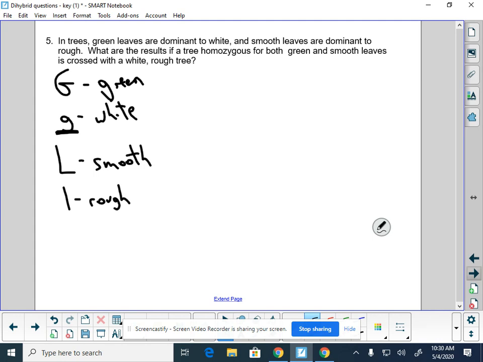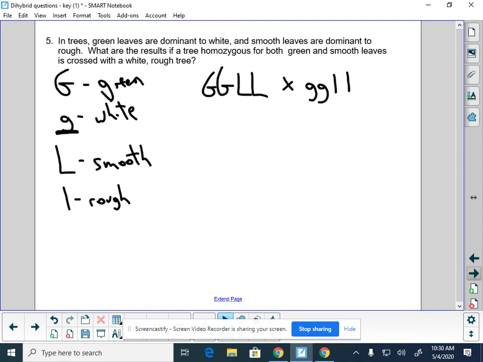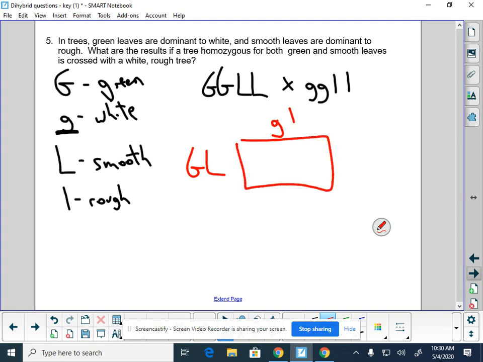What are the results of a tree homozygous for both green and smooth? So that would be big G, big G, big L, big L, homozygous for green, homozygous for smooth, is crossed with a white rough. White must be little g, little g, rough must be little l, little l. So possible gametes from the first parent, big G, big L. The other parent, little g, little l. Cross them, big G, little g, big L, little l. So results, all, or 1/1 or 100%, must be green and smooth. That's your phenotypic ratio.